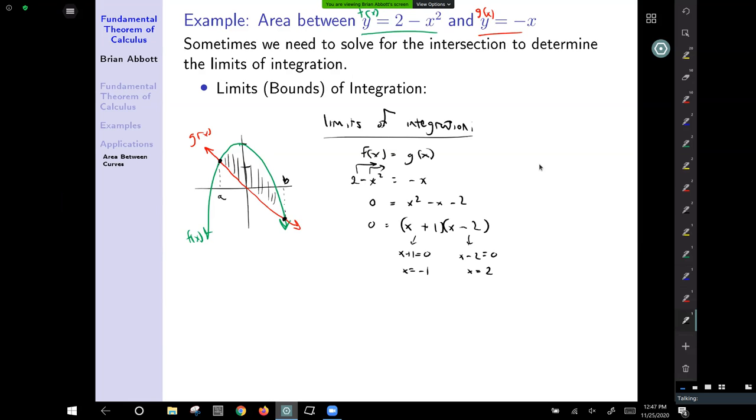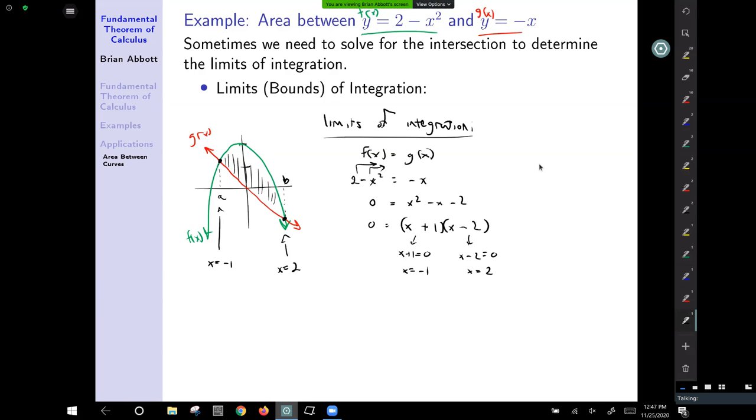So our lower limit of integration is going to be x equals negative 1, and over here, our upper limit of integration is going to be x equals 2. I have another blank slide made, so I'm going to give myself a little bit of room here.